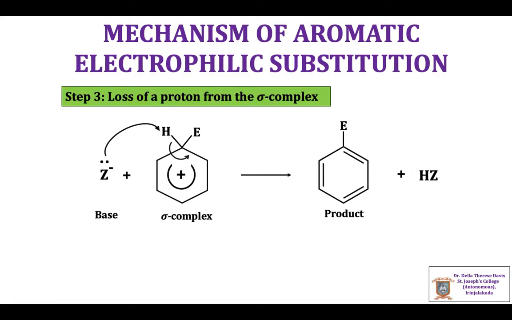In the final step, a proton is removed from this sigma complex when a base attacks this complex and the substituted product is obtained. The nucleophilic base will abstract an H+ from the sigma complex, forming substituted benzene and HZ. This is the general mechanism of aromatic electrophilic substitution reactions.